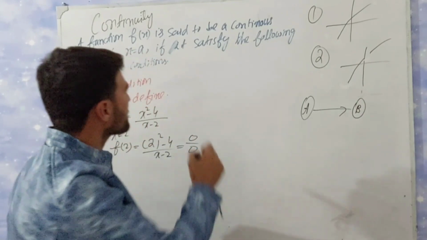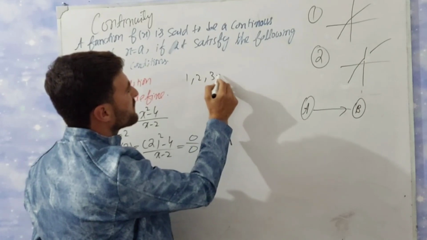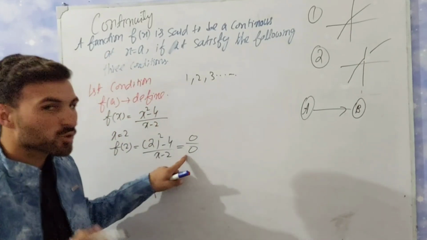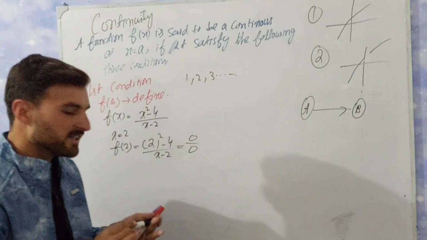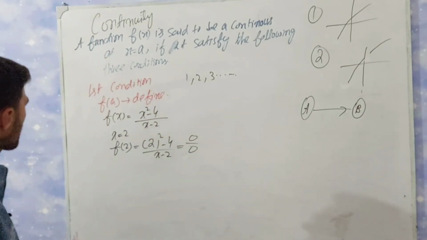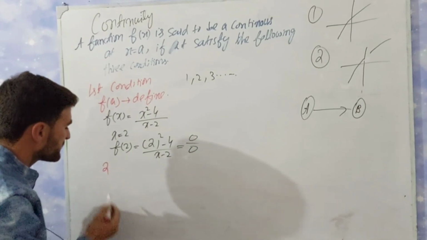So this is the first condition, that the answer should be in a defined way. The answer should be like 1, 2, 3, etc., but should never be in this form. So this is the first condition. I hope it is clear to you. Now let's talk about the second condition.